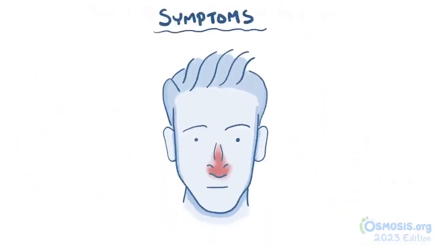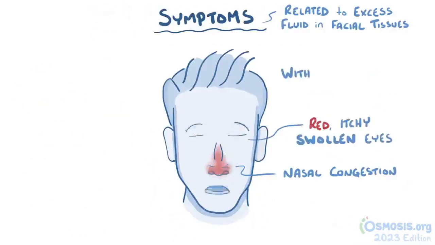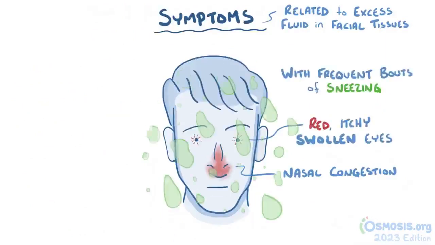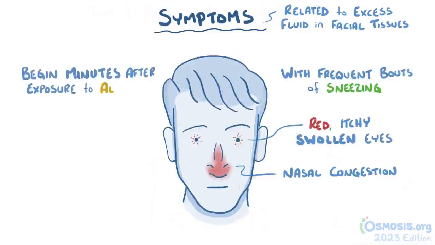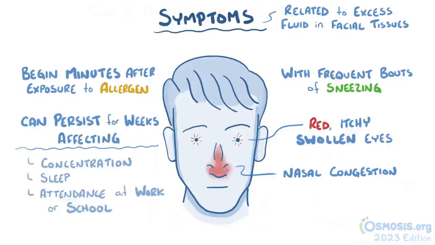The symptoms of allergic rhinitis are related to excess fluid in the facial tissues. It causes nasal congestion and red, itchy, swollen eyes with frequent bouts of sneezing. Symptoms can start just minutes after exposure to allergens and can persist for weeks at a time, affecting the ability to concentrate and sleep, as well as attend work or school.